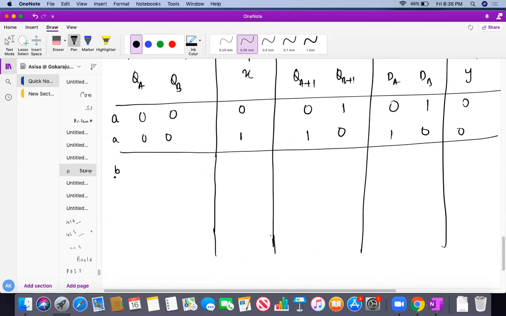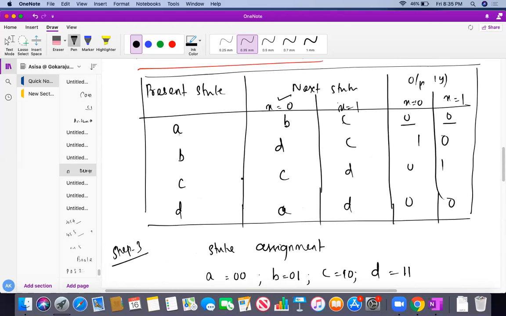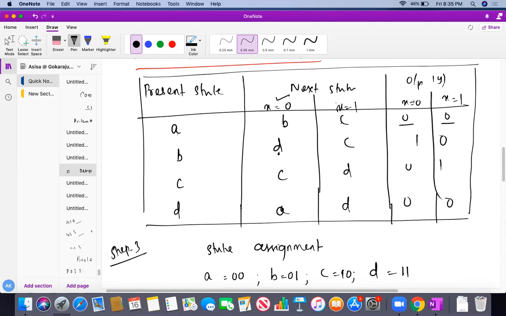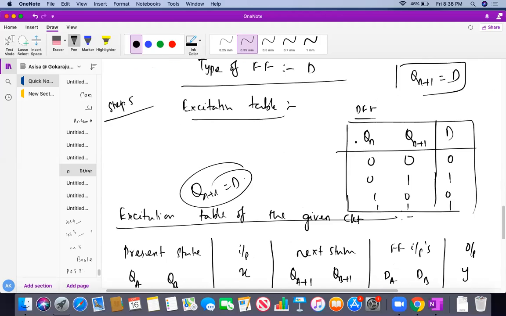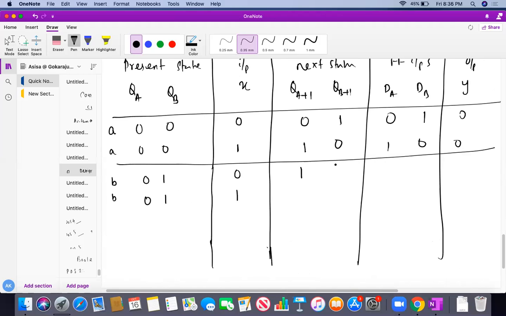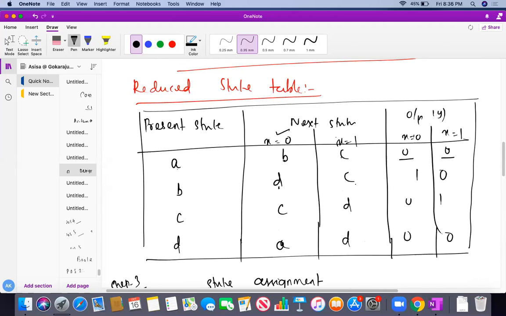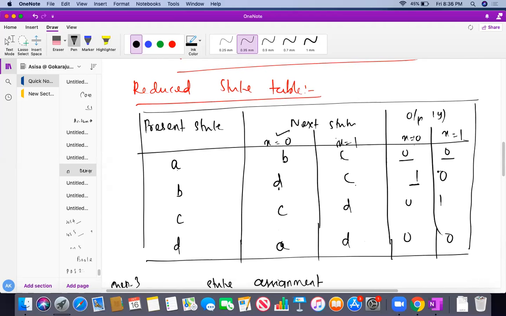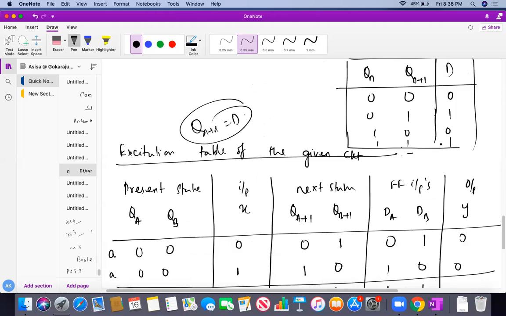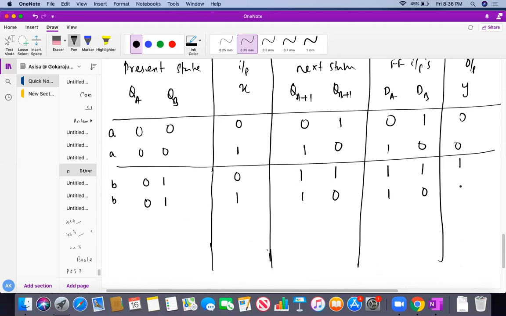Now state B. State B is assigned 0, 1, and for input 0, input 1, what are my next states? For input 0, state is D, meaning 1, 1, and for input 1, C, 1, 0. Any doubt on this? Next, what will be my D? Same, you have to copy, simple. And what are my outputs? My outputs are 1 for input 0, 0 for input 1. So 1 and 0. Any doubt on this, students?